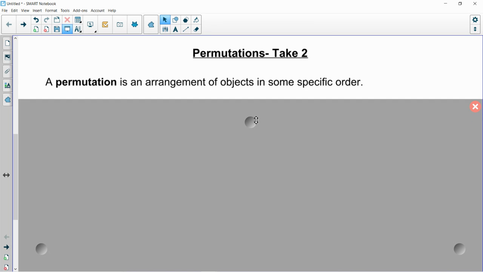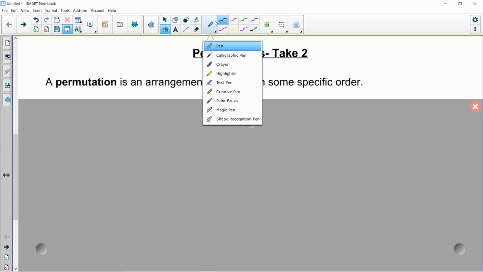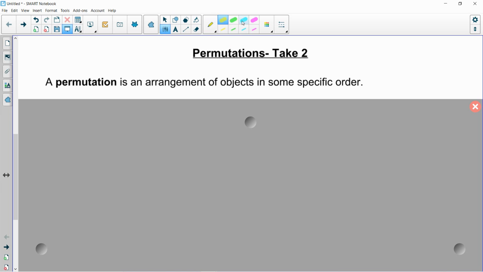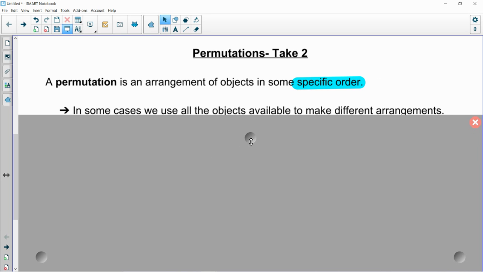So once again, refreshing your memory banks. A permutation is an arrangement of objects in some specific order. Okay, and that is the key here. So if you are a person who likes to highlight their notes, I would highlight specific order. That's the key, because we're going to talk about soon enough combinations, which are also arrangements of objects, but here the order in combinations isn't important. In permutations, we know the order is important.